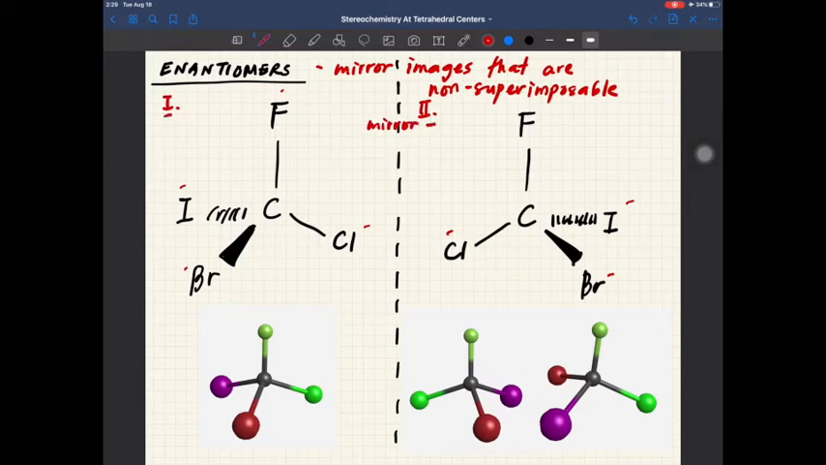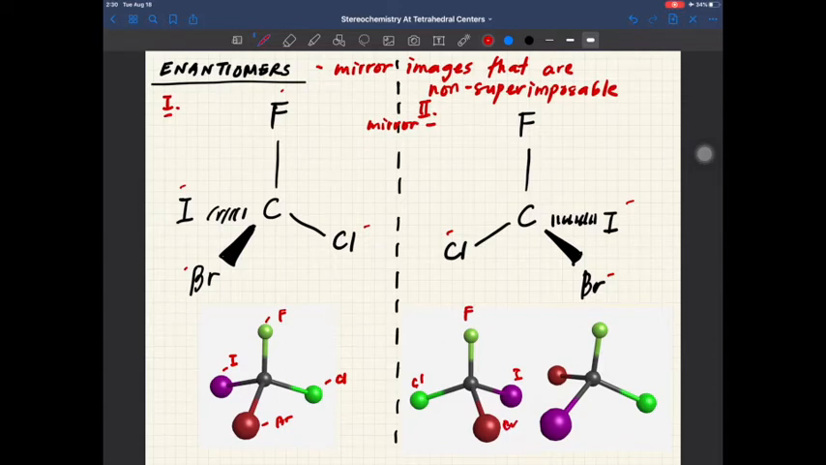The ball and stick model representation of the compound is shown in the following. For compound 1, we have this ball and stick model. This atom corresponds to fluorine. This one corresponds to chlorine. The red one corresponds to bromine, and the purple one corresponds to iodine. Its other representation is this one. We have chlorine here, fluorine, iodine at the back, and bromine at the front. Take note that these 2 compounds are mirror images of each other.